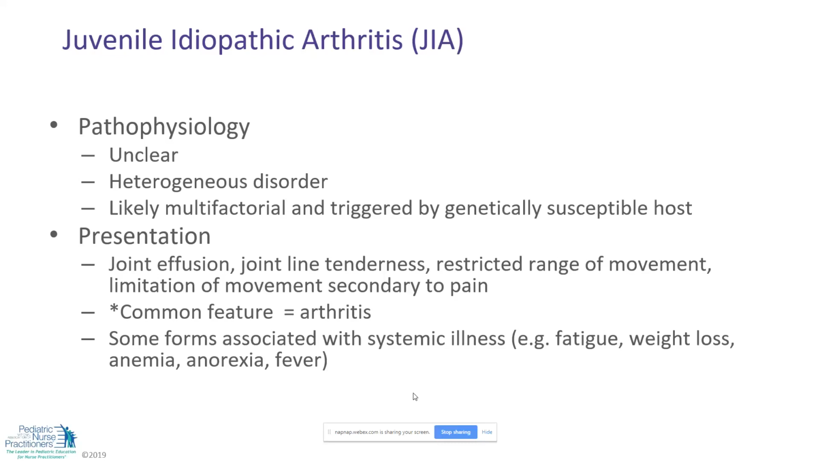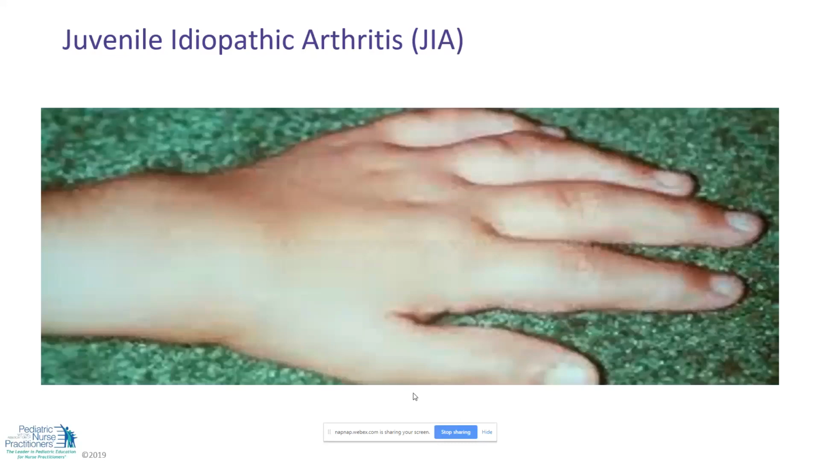The common feature, as I said, in all of the JIA patients is arthritis. And there are also some forms that are associated with more systemic illness, including fatigue, weight loss, anemia, anorexia, and fever. So in this picture, you can appreciate the actual presence of arthritis.